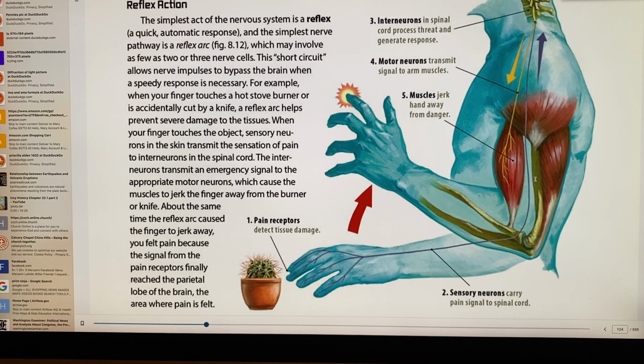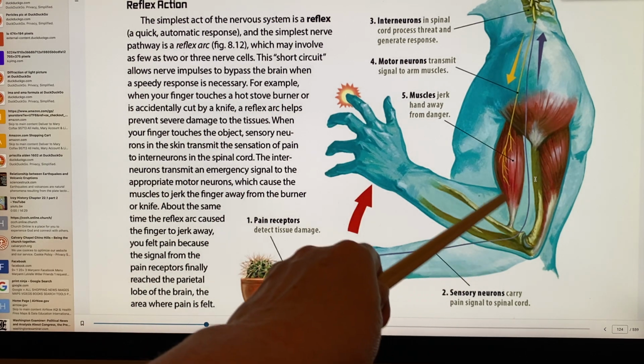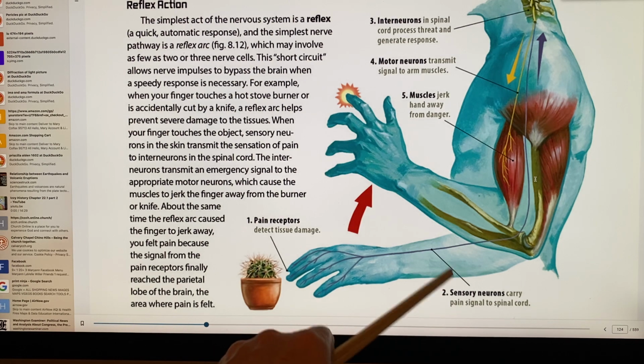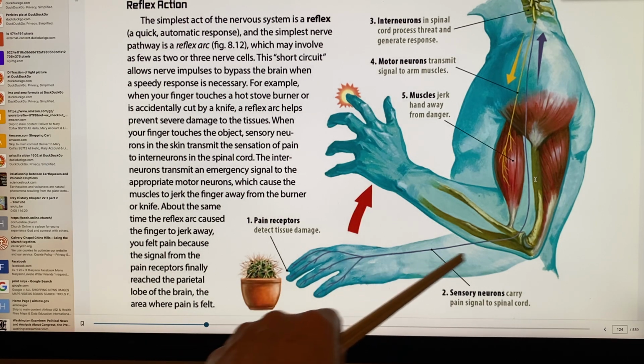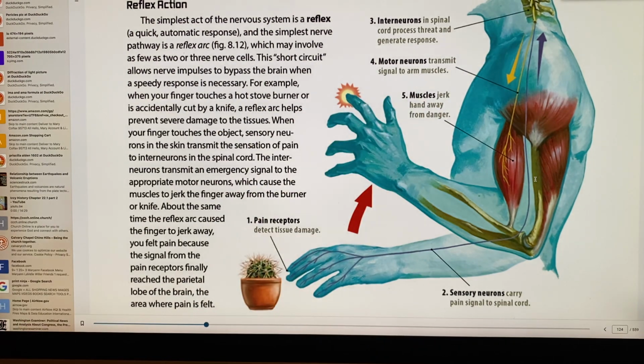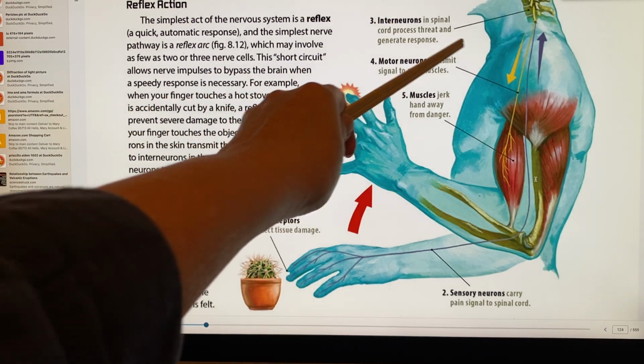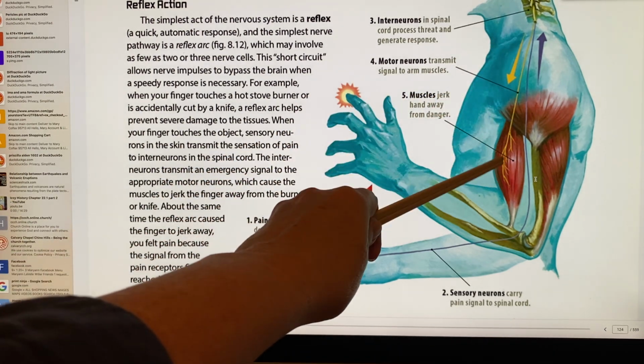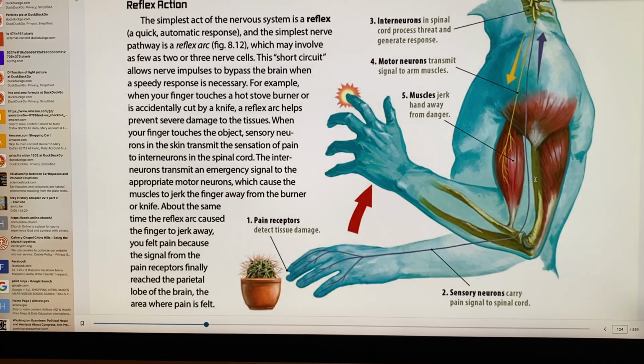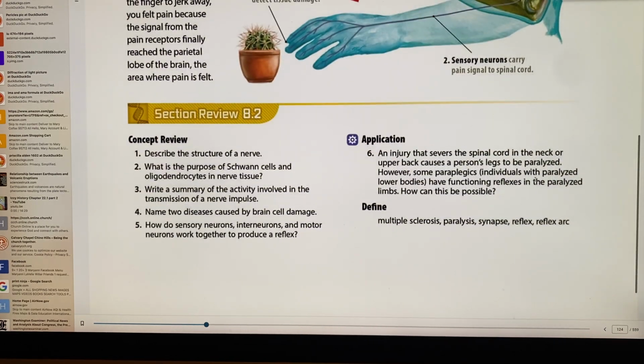So here we have this pain receptor, number one, going to the sensory neurons, of course, picking up that pain. It's going up to your spinal cord, and then the interneurons in your spinal cord process that threat, and the motor neurons transmit it, and it comes back down to the muscle. See where the muscle is? And the muscle jerks your hand away from danger, right? So that's a reflex. Reflexes don't even go to your brain. You don't have to think about them. They just happen, right? How amazing is our nervous system? So let's stop there.